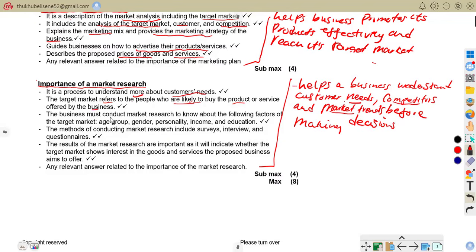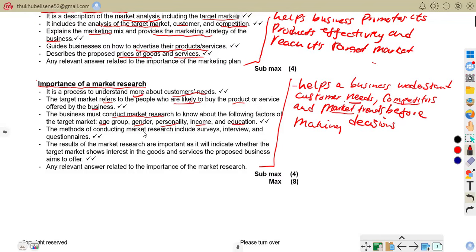The business must conduct market research to know about the following factors of the target market: age group, gender, personality, income, education level of the target market. So you need to do research so that you are going to know the age group that you are going to serve, the gender, if you are going to mainly look for male or female, the personality of the market that you're going to serve, their income level, is it middle or lower or higher, and the educational level of the target market.